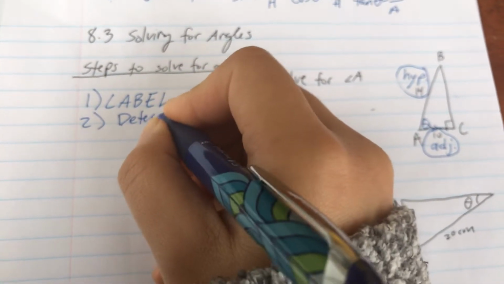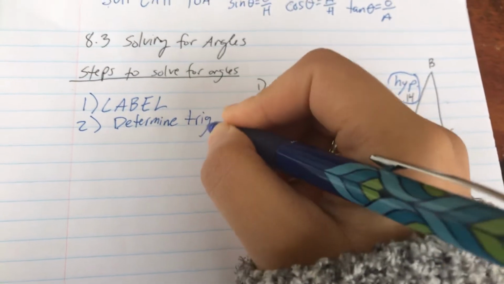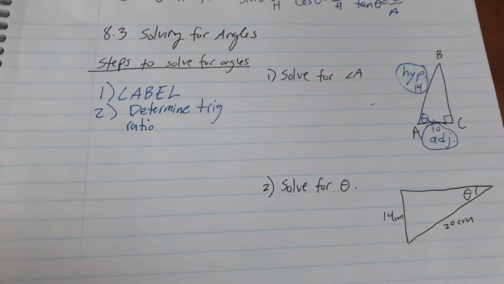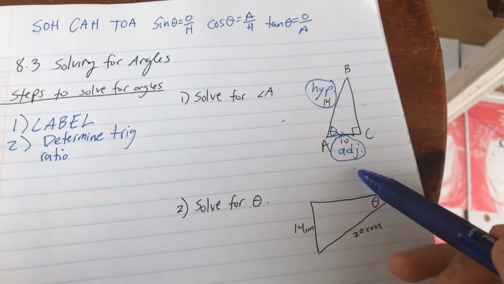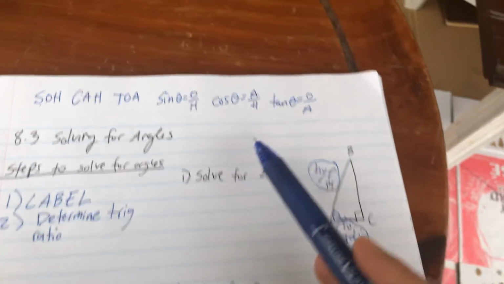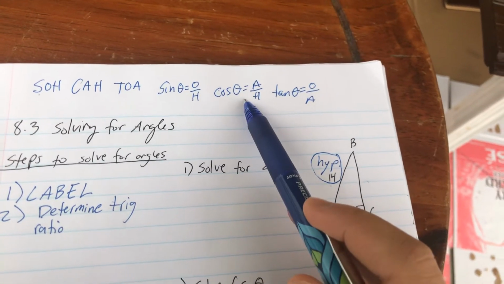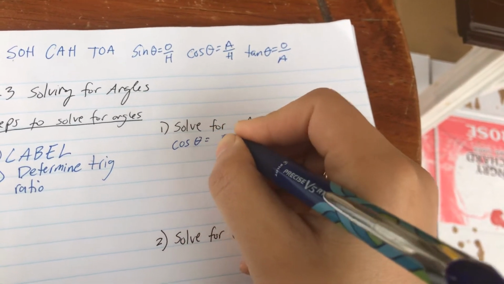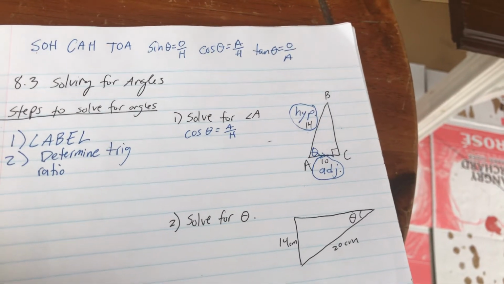Step two, similar to the last class when we talked about solving for your sides, steps 2 and 3 are also going to be the same. Step 2, we're going to figure out which trig ratio we are going to use to solve for this angle. That's why we circle these. So find which ratio up here has adjacent and hypotenuse. Well, that's going to be cosine. So for number one, I'm going to be using cosine equals adjacent over hypotenuse.